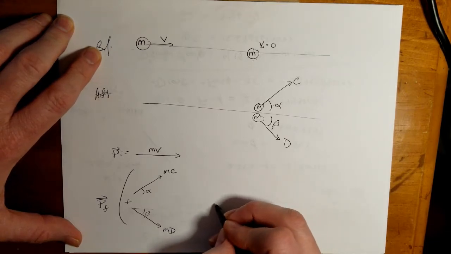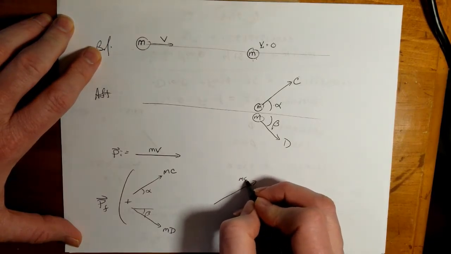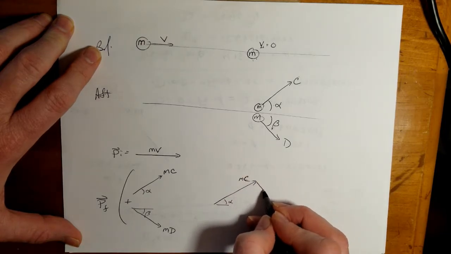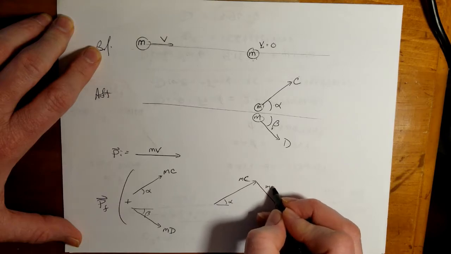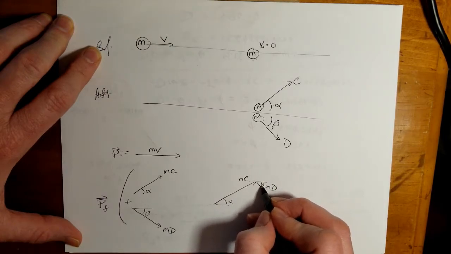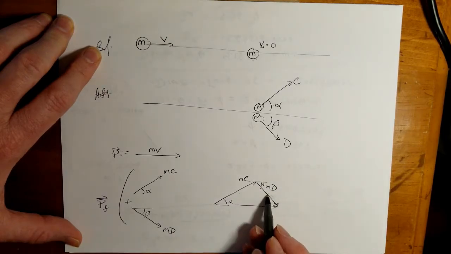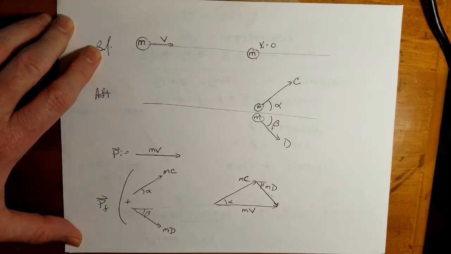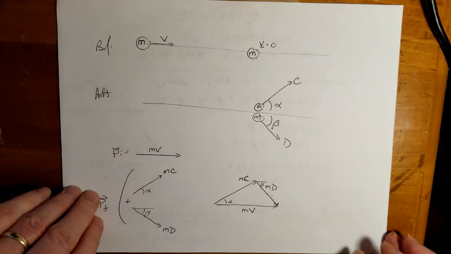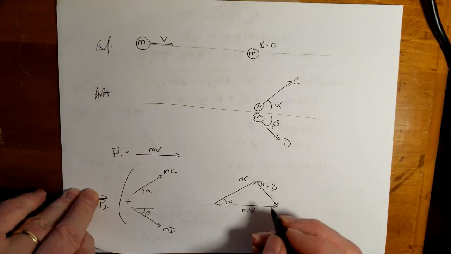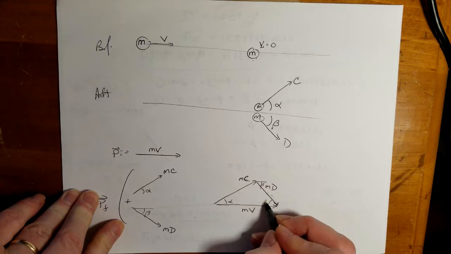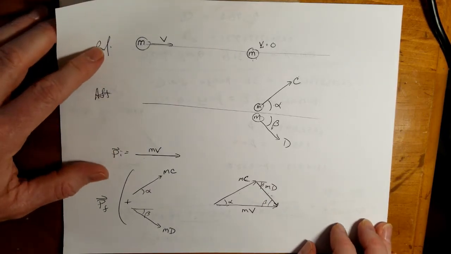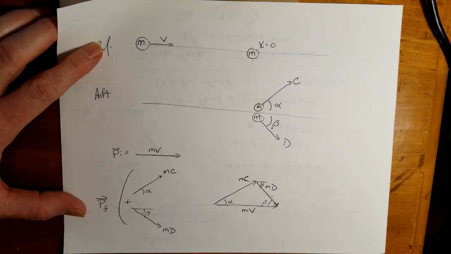Let's do it graphically. So I have mc at some angle alpha, md at some angle beta here. And the sum of these two vectors, the resultant, needs to be my initial momentum, which is just mv. So the question is, well, if that's beta, this angle here is beta also. If it is a perfectly elastic collision, then kinetic energy is conserved.